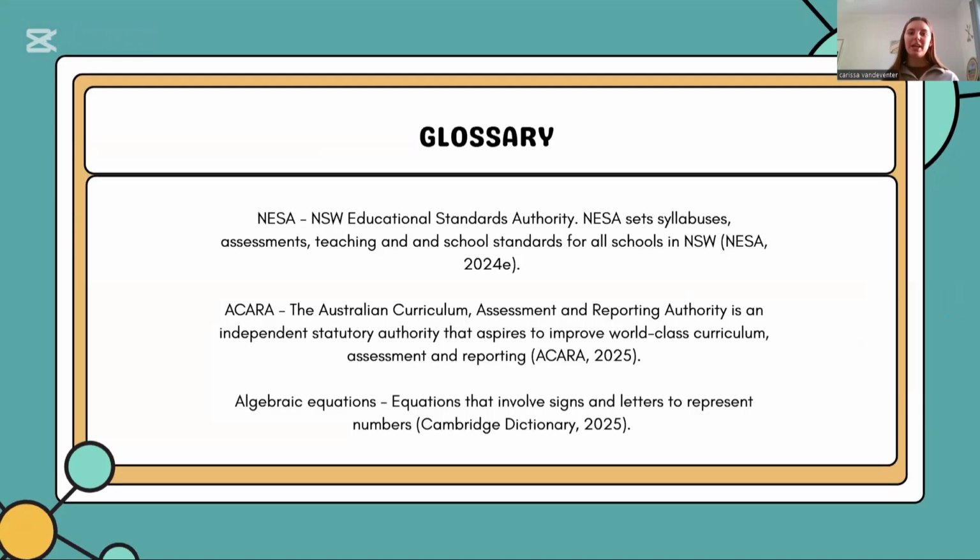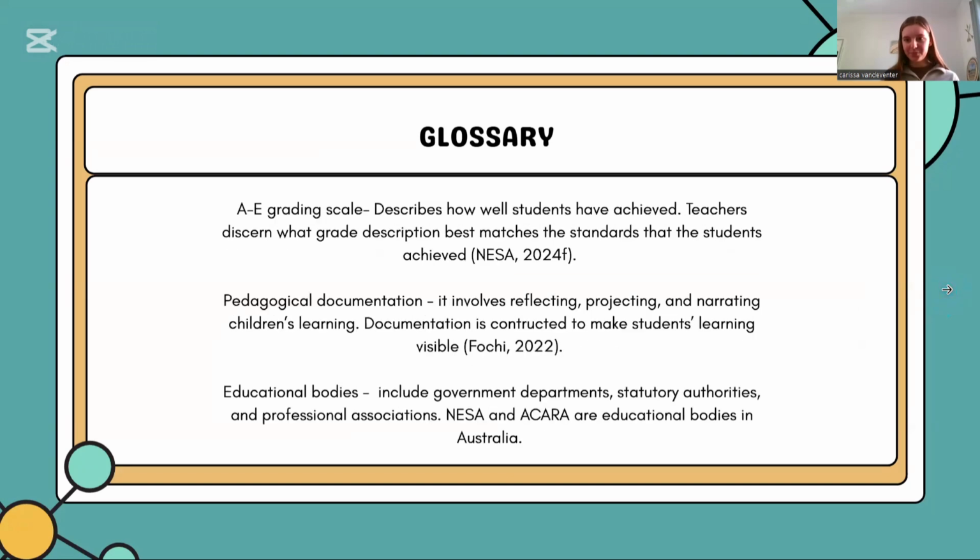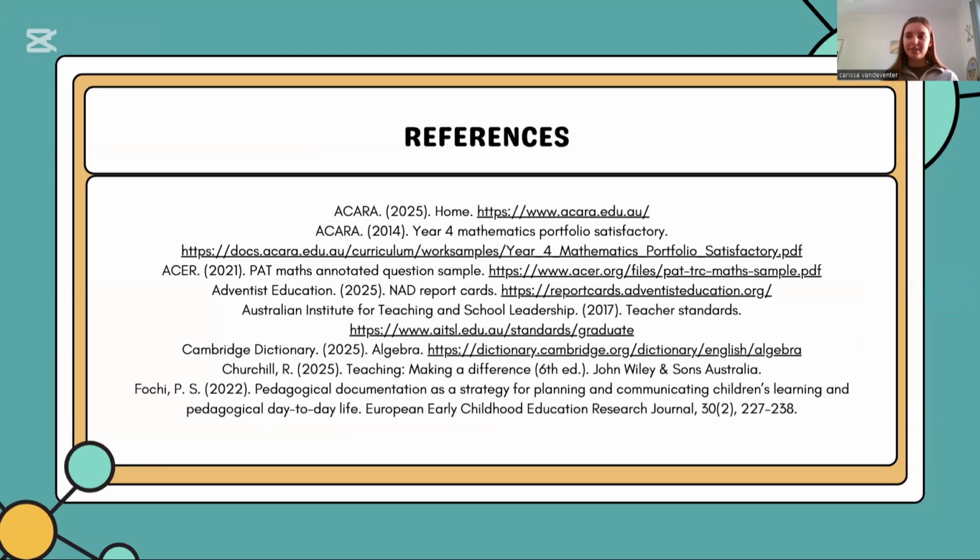Here is a glossary for the key terms I have discussed today. And the references.